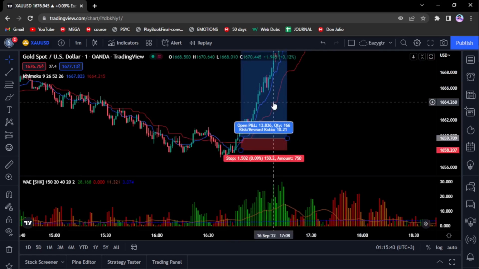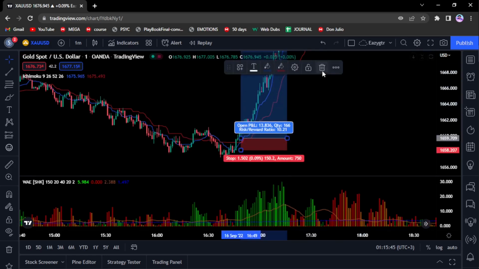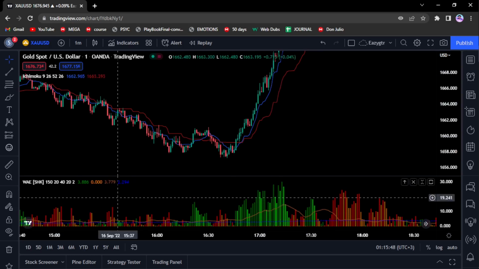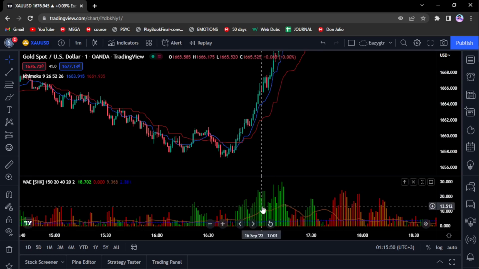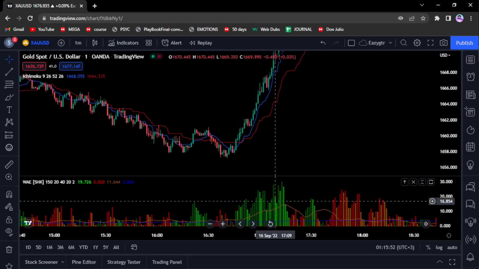As you can see, this is the 1 minute. Very profitable strategy. I've added an indicator by myself. This helps me filter out the best signals.